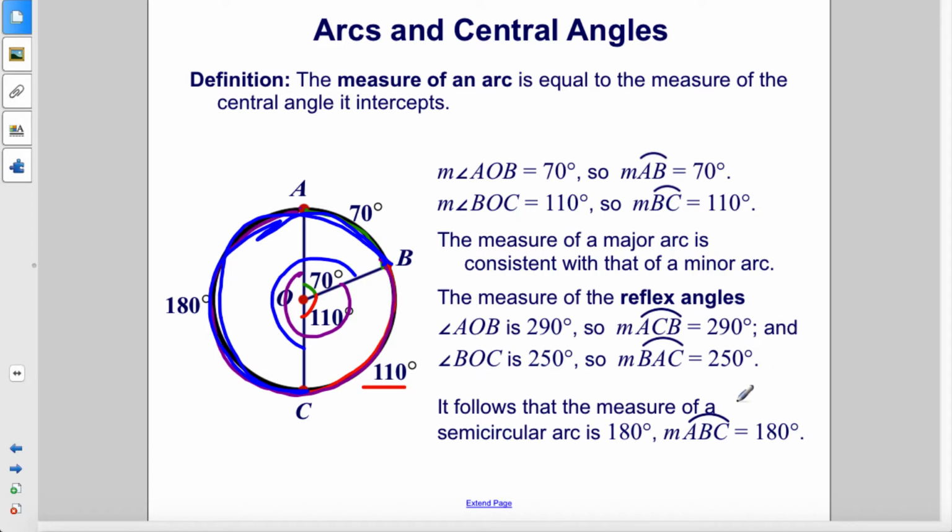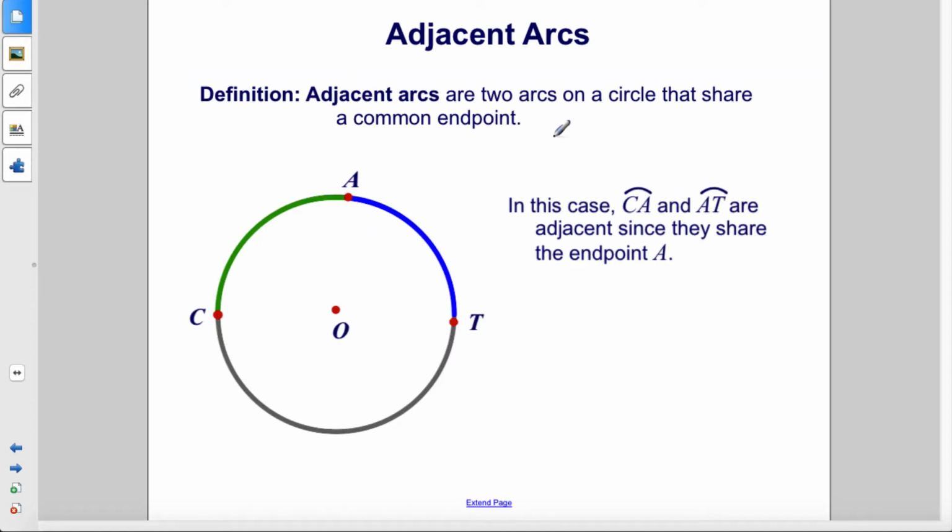It follows that the measure of a semicircular arc is 180 degrees. So the measure of arc ABC, so here, equals 180 degrees. Adjacent arcs are 2 arcs on a circle that share a common endpoint. In this case, arc CA and arc AT are adjacent since they share the endpoint A.